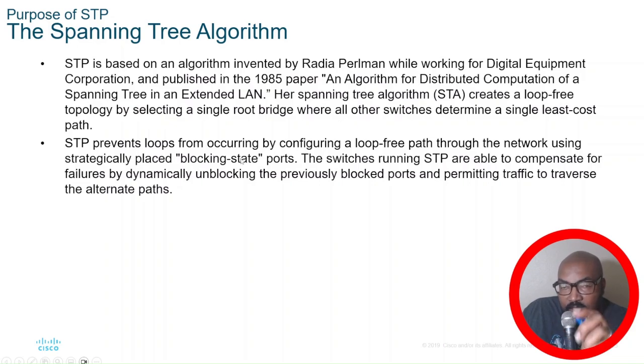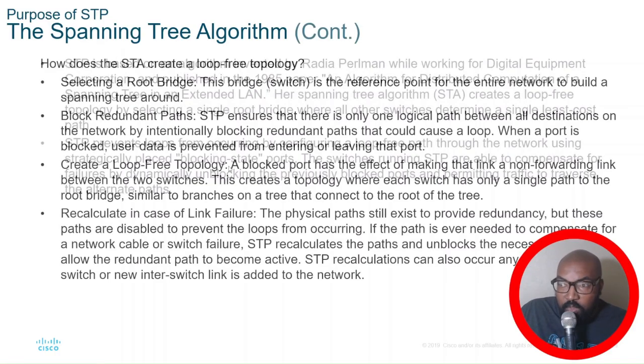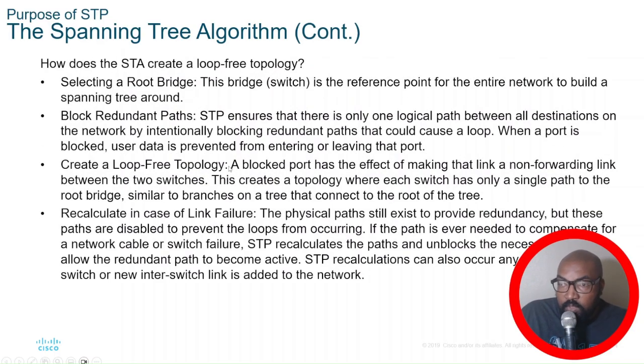STP prevents loops by configuring a loop-free path through the network using strategically blocked ports. Again, not physically blocked, logically blocked. The switches running STP are able to compensate for failures by dynamically unblocking previously blocked ports and permitting traffic to traverse alternate ports. So they all speak to each other. This is essentially talking more about the algorithm. We'll just get into this briefly here.